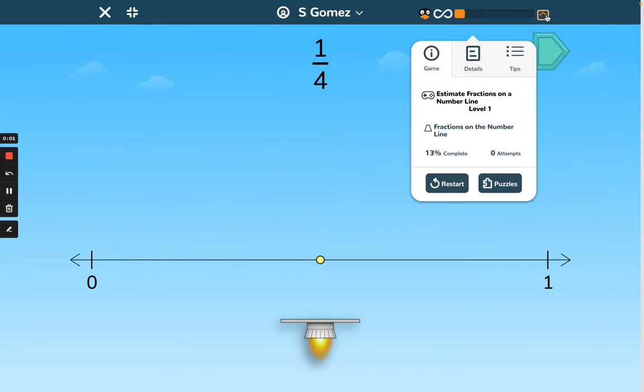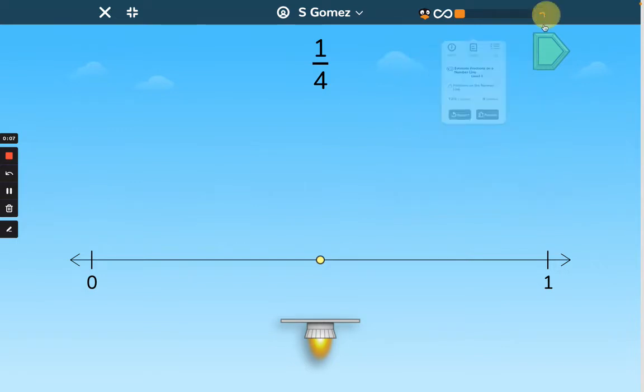Right, so this lesson is on estimating fractions on the number line, and this is level one. Estimating fractions on the number line can be really hard because you really have to visualize it. So if drawing a picture is better for you, or if you have manipulatives, you can definitely do that.